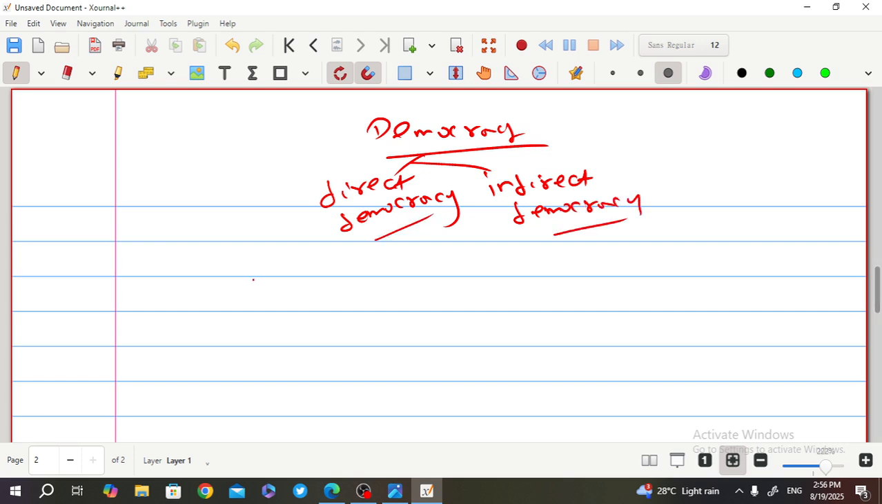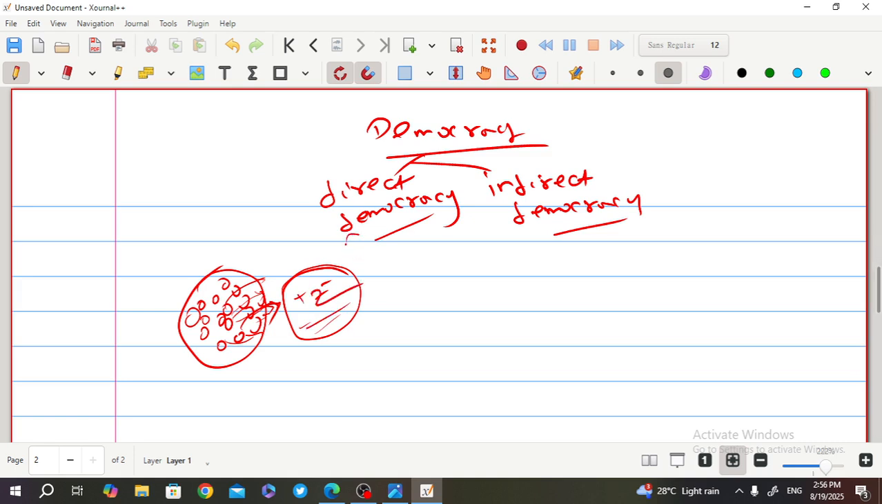In direct democracy, let's say the villagers living in a village decide to organize a cricket match. To play the match, they need a team. One villager says this will be your team, this will be your team. So the people directly elect a team of 12 members. This is the case of direct democracy.